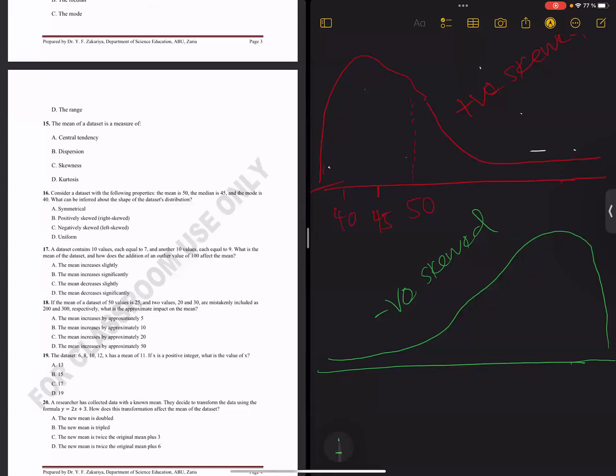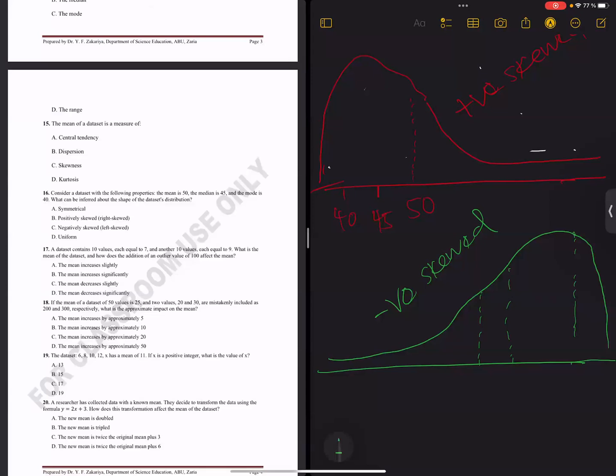So you expect the mode to be somewhere here, higher than the mean, which is always central in the middle. The mode is expected to be higher than the mean, and also the median can be higher than the mean. So the distribution given to us is positively skewed and not negatively skewed.